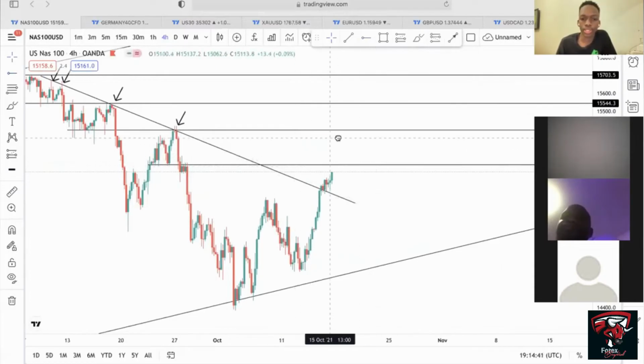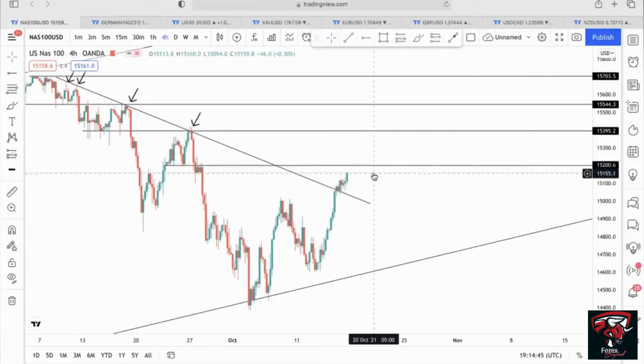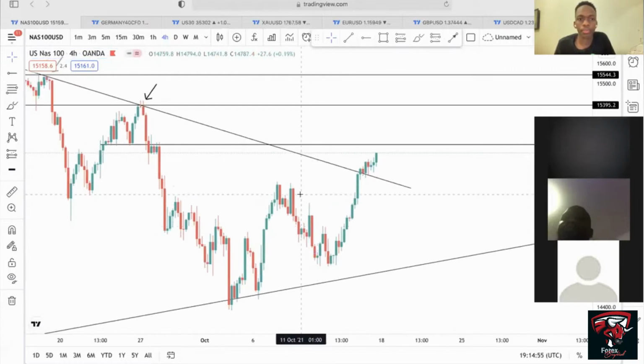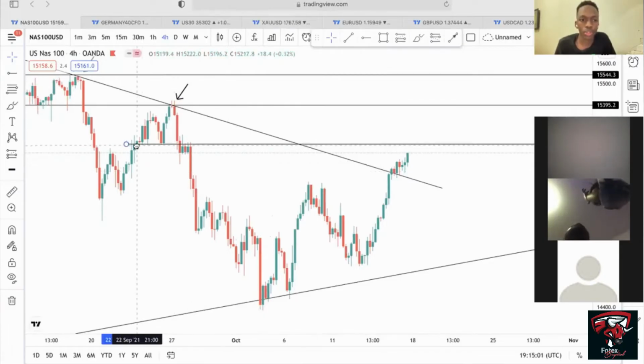So now let's wait and see how NASDAQ reacts to 15,200. Right. Two things could happen. Let me just zoom in. You can see that NASDAQ is approaching 15,200, which is a zone with a lot of sensitivity, as you can see.